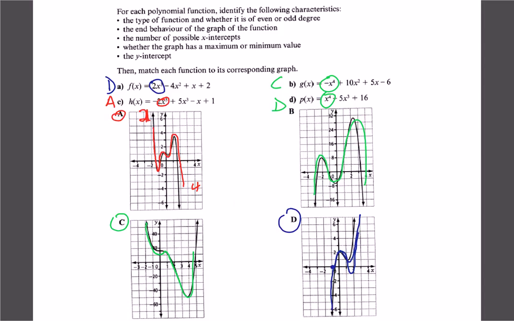So don't necessarily go by x-intercepts. This one had 4 for a 4th degree. This one only has 2 for a 4th degree. For letter A, we only have 3 for a 5th degree, and for letter D, we only have 1 for a 3rd degree.